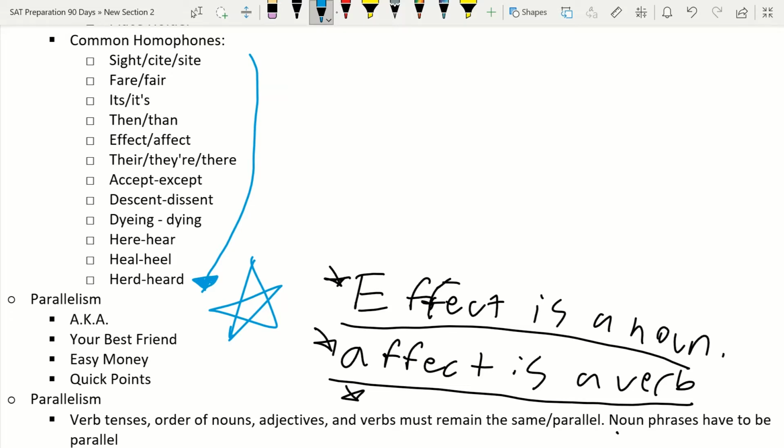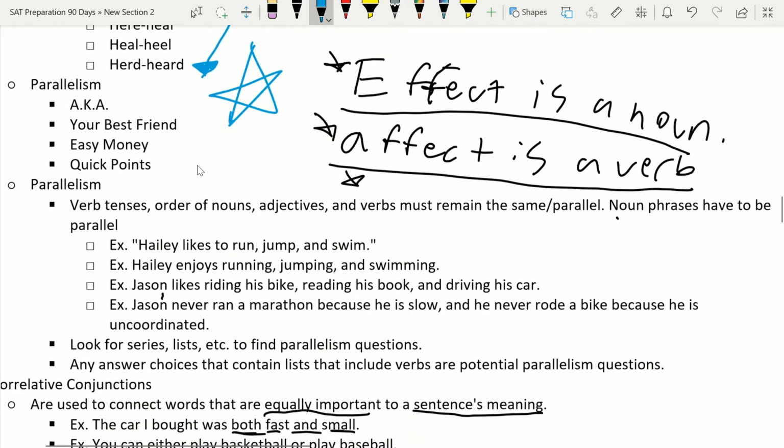All right, next up, we got parallelism. So parallelism, I call it AKA your best friend, easy money, and quick points, because parallelism questions, in my opinion, are very easy to identify. And once you learn how to identify the parallelism question type, solving for the correct answer is fairly easy. So let's go ahead and take a run through parallelism.